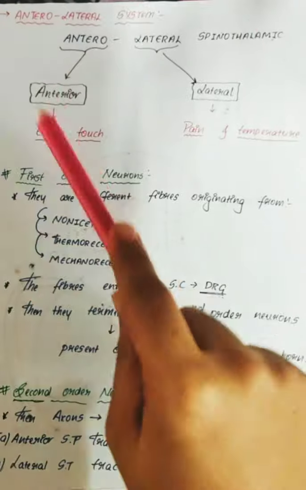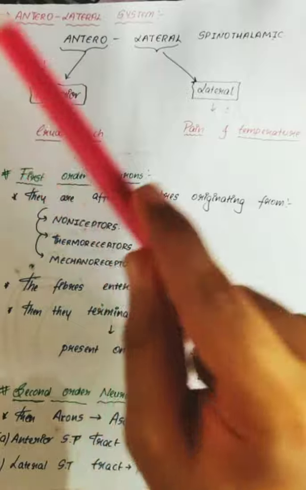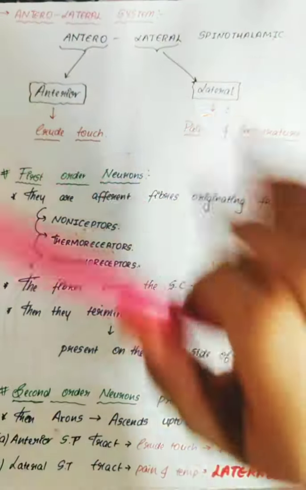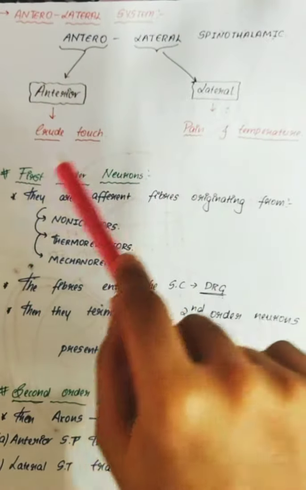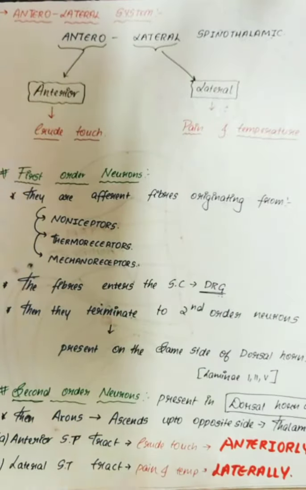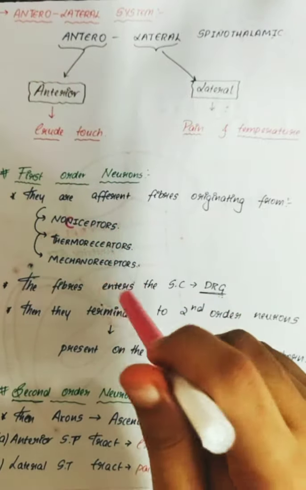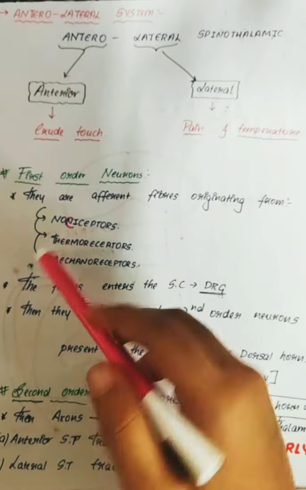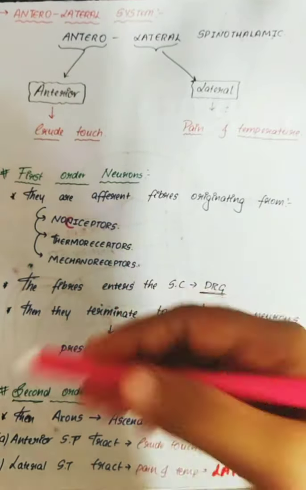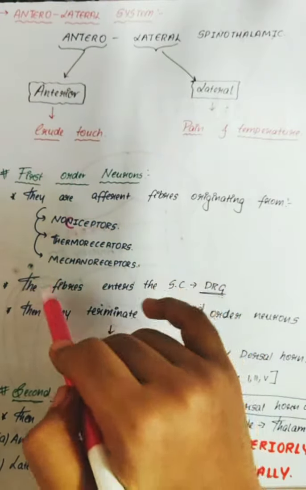The way we had first order neuron, second order neuron, third order neurons in the ascending tracts of the dorsal column pathway, same way we have first order neuron, second order neuron and third order neurons in the anterolateral system. So first order neurons are the afferent fibers originating from the nociceptors. Nociceptors are the ones which help with the pain stimulus, making us aware. Thermoreceptors are for temperature, mechanoreceptors for mechanical stimuli. So they are fibers originating from the nociceptors, thermoreceptors and mechanoreceptors.